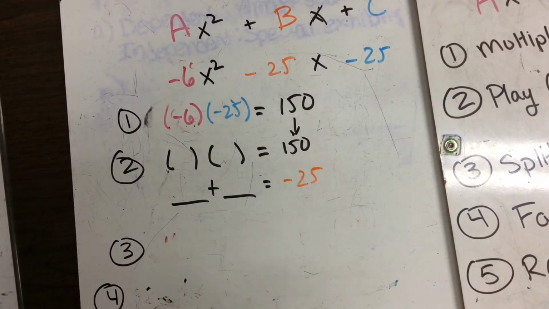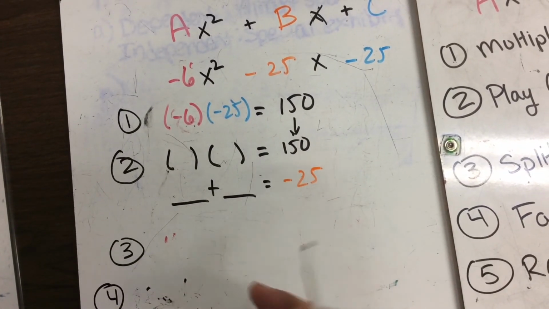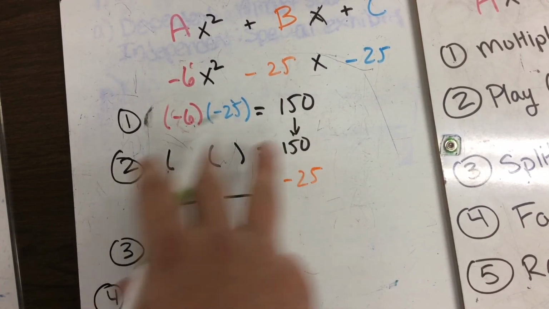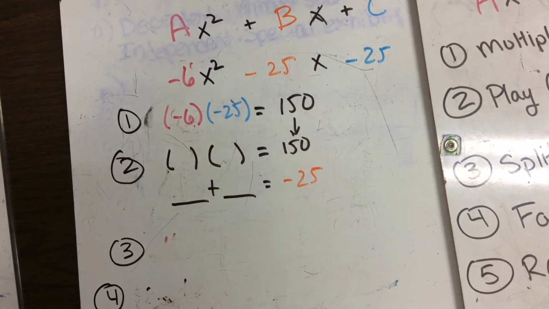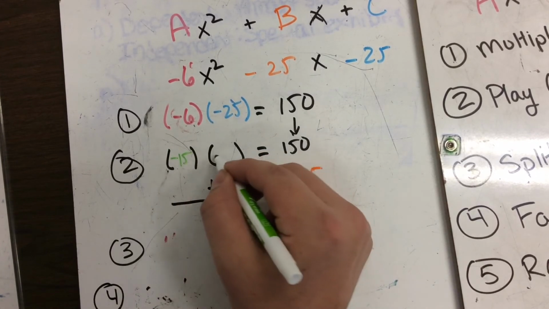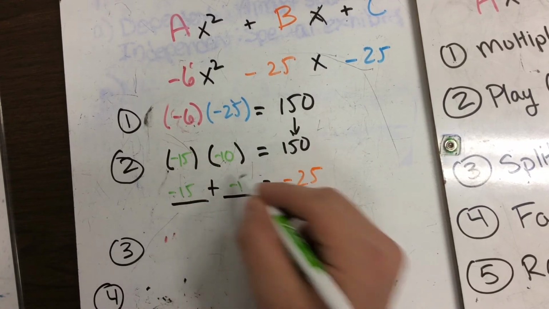I've been doing a lot of these, and I'm very experienced with it. So don't be scared that I'm doing this so quickly when I think of this. This is going to be one of the harder parts. Is you have to think about which numbers are going to work. These numbers are going to be negative 15 and negative 10.